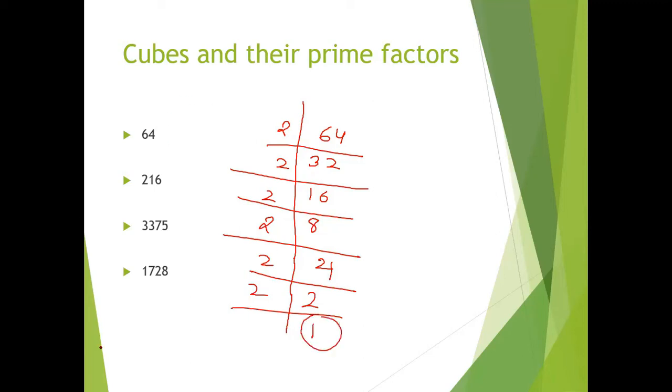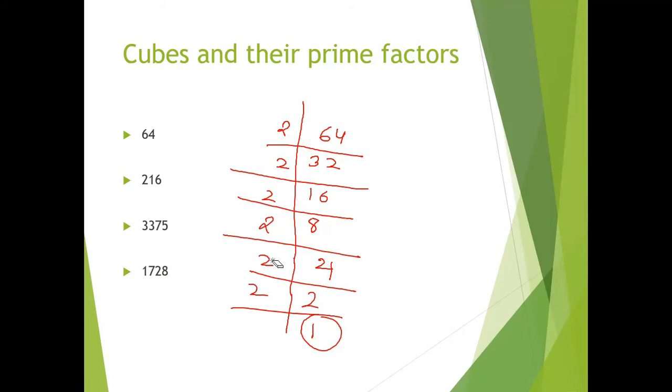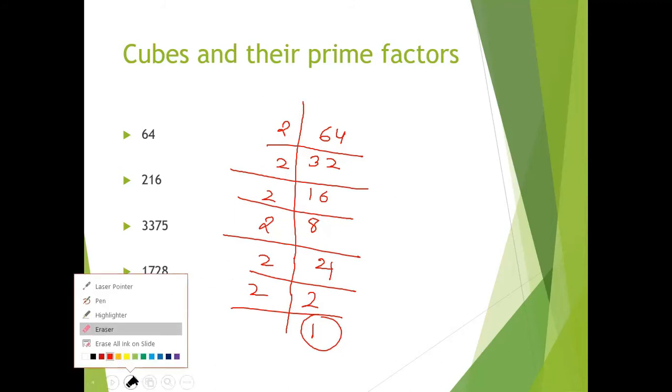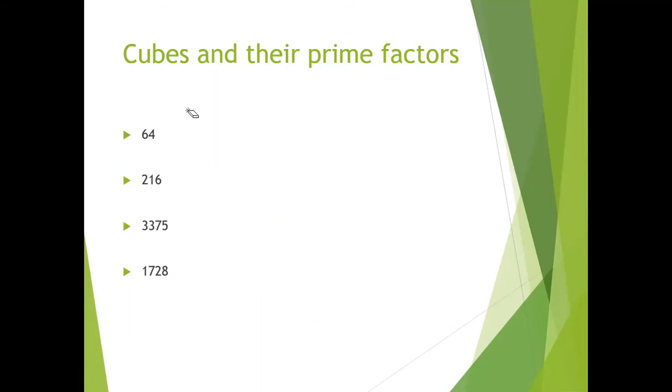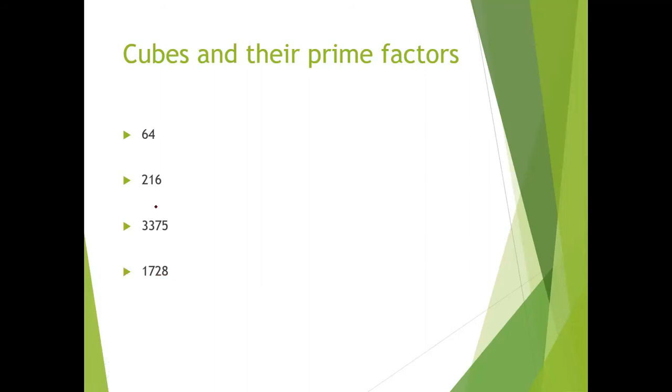Now we can write 64 equals 2 into 2 into 2 into 2 into 2 into 2. 2 appears 6 times. Observe this: 3 times, again 3 times. 2 appears 6 times in groups of 3.